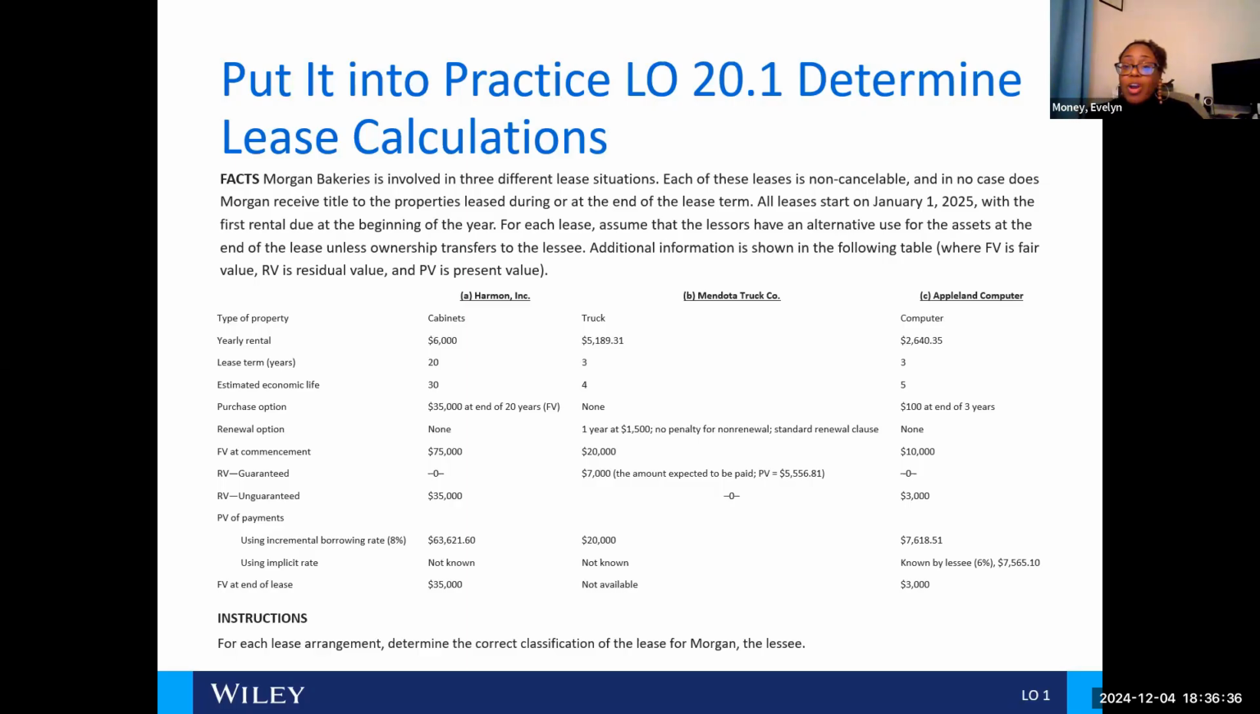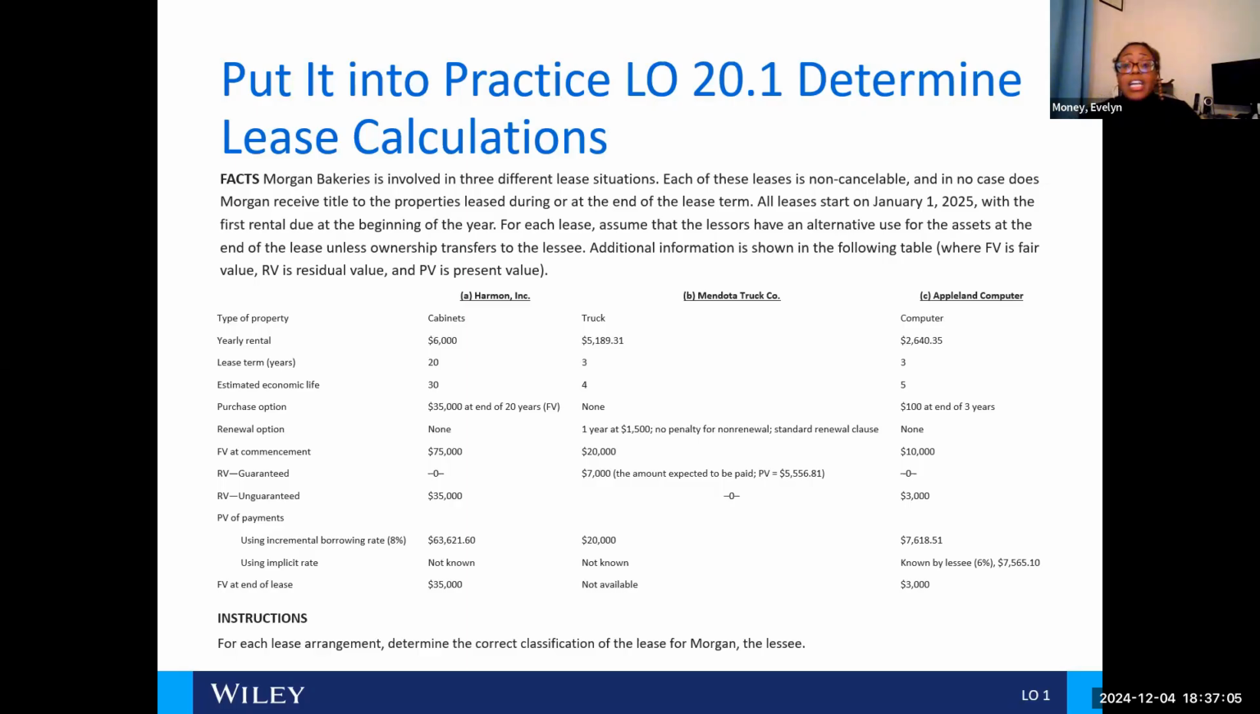Now, all leases start on January 1 with the first rental due at the beginning of the year. Oh, goodness, we're looking at rental payments happening at the beginning of the year. Why do we care? Well, when we find the present value of the lease payments, we have to remember to use the table for the present value of an annuity due because the payments are happening at the beginning of the period instead of the end.